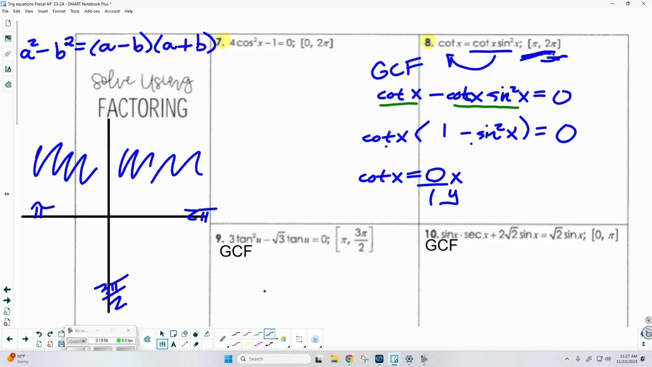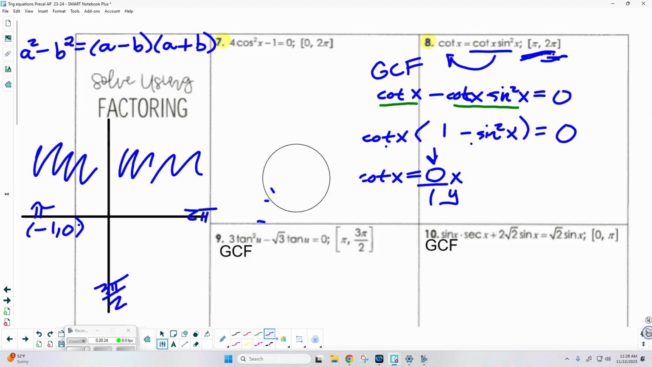Pi, what was the ordered pair at that location? Negative 1, 0. Okay, so because it's cotangent, we need to take the x value divided by the y value, and we're looking to get a 0. Well, let's see. The x value is negative 1, divided by the y value is 0, but what happens when you divide by 0? That's undefined, so pi is not a solution.